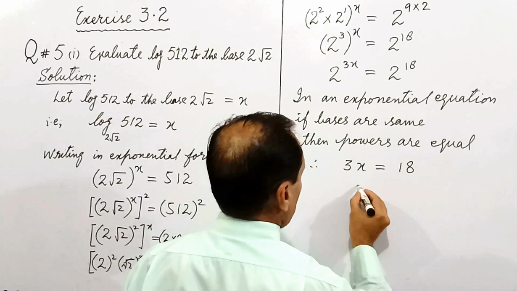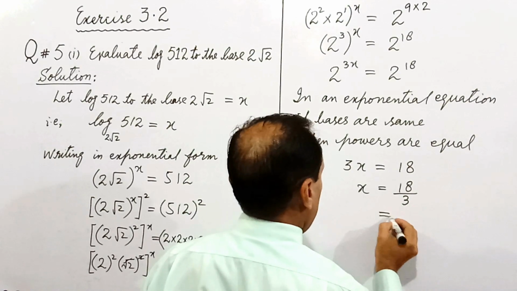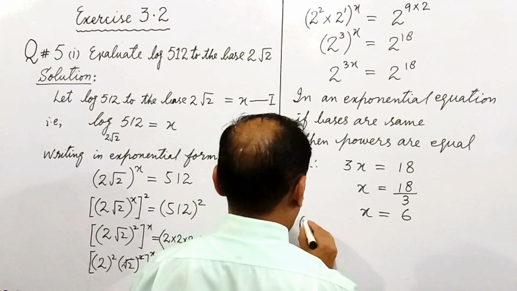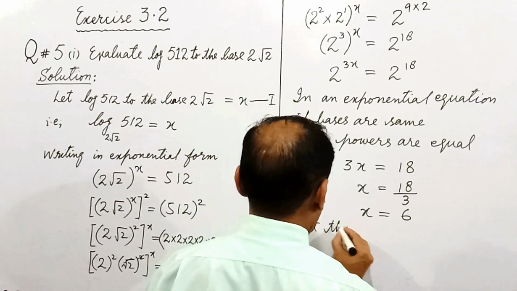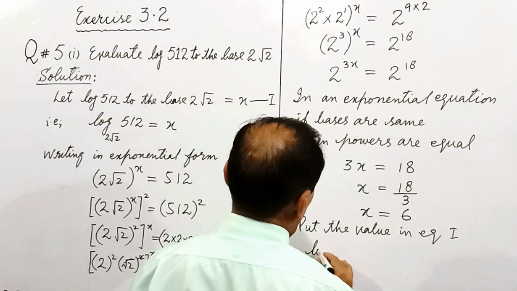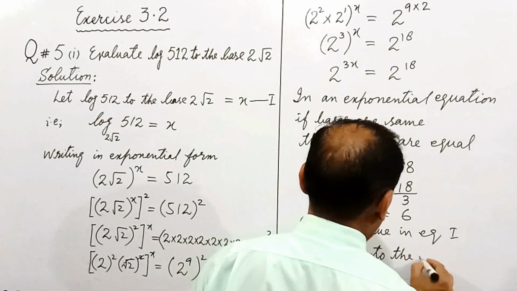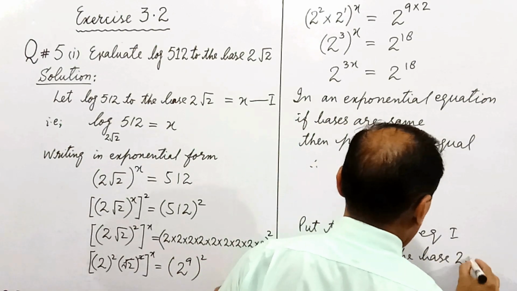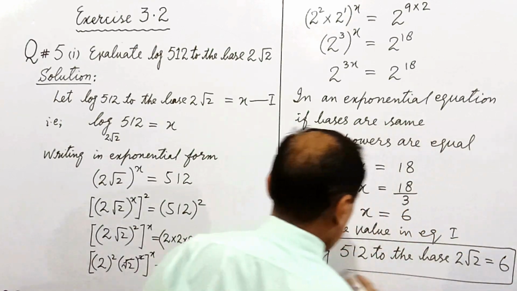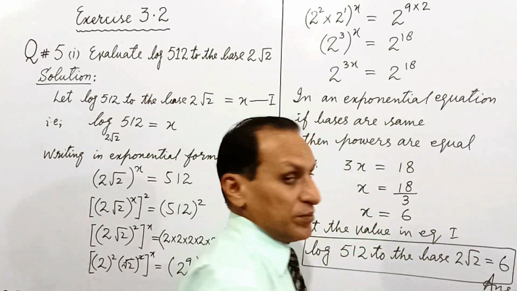3 is multiplied, so it is taken to the right hand side. We have 18 divided by 3, and x will be equal to 6. If we name this equation 1, put the value in equation 1, we get log 512 to the base 2 under root 2 is equal to 6. That's it for question number 5.